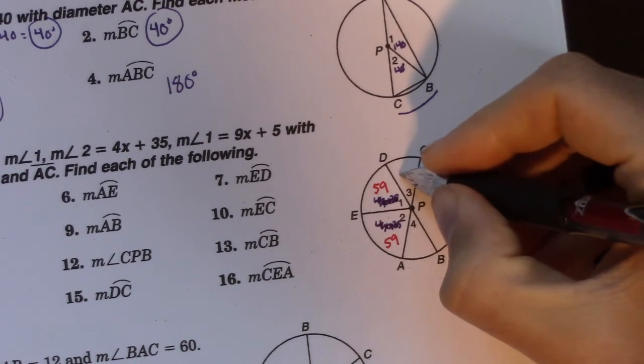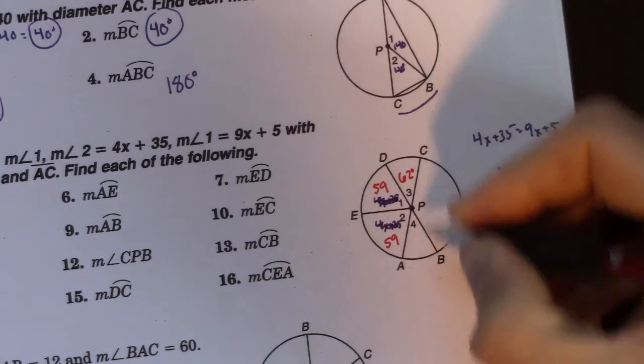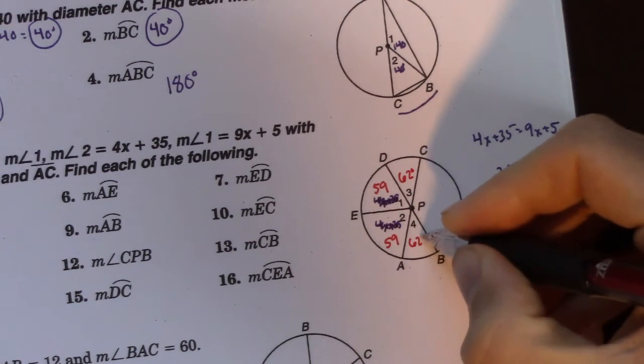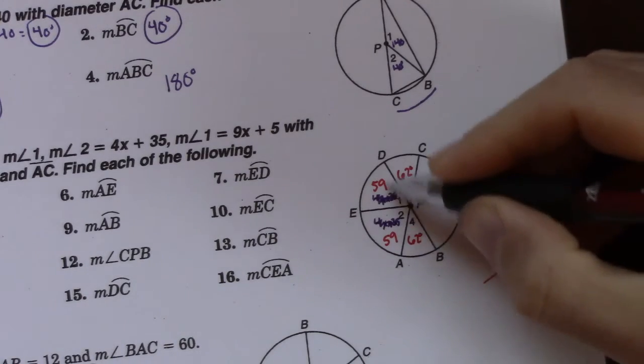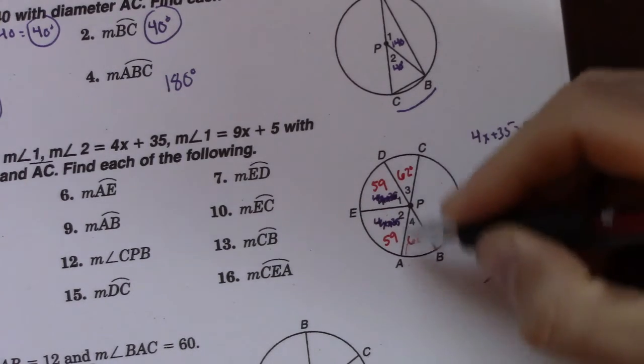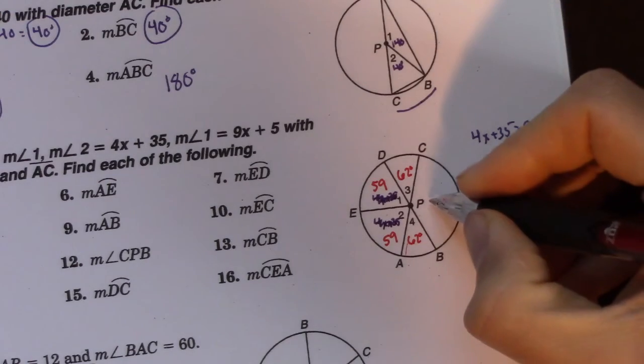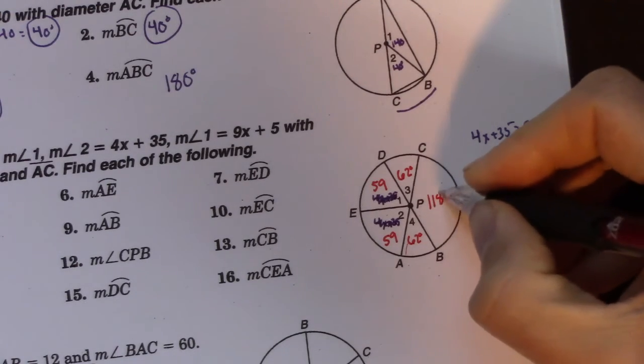So that means angle 3 up here is 62 degrees, 4 down here is 62 degrees. And then that also means angle P over here is going to be the combination of the two 59s, because you can see those vertical angles, and that becomes 118.